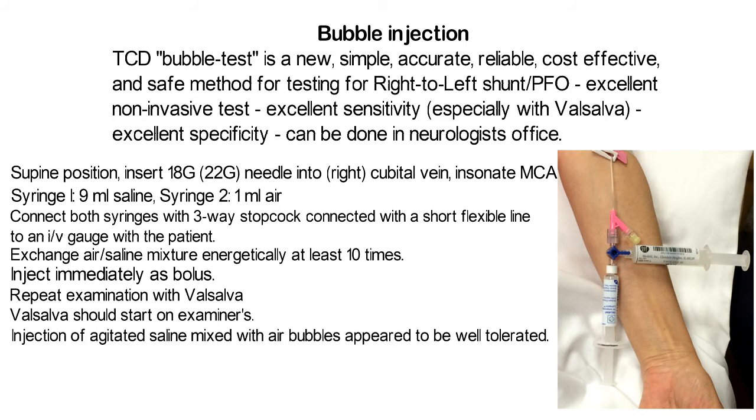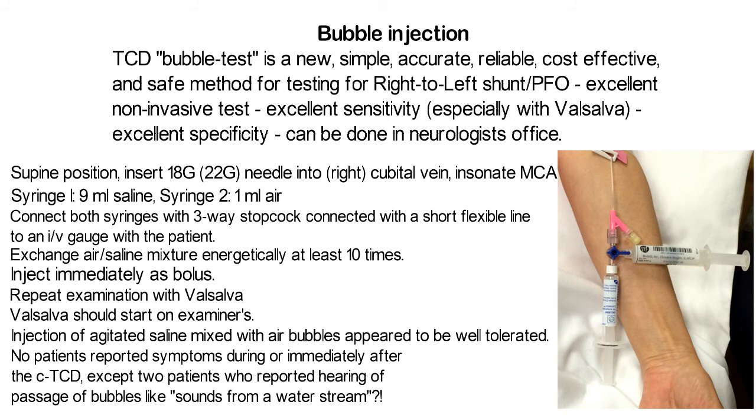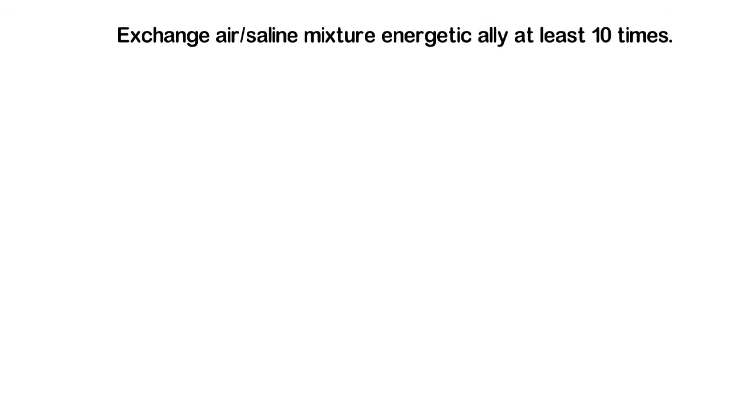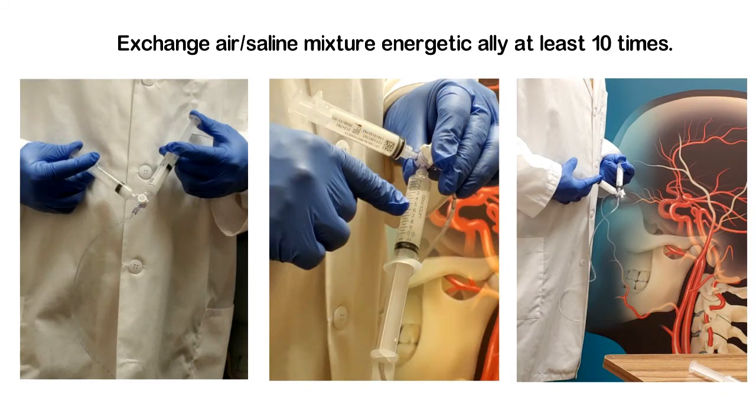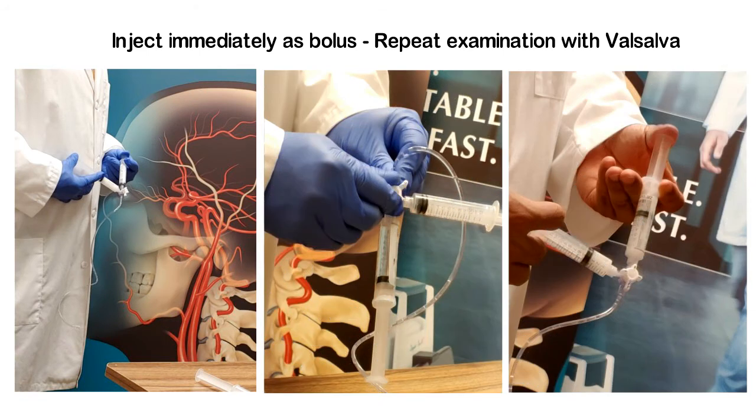Injection of agitated saline mixture with air bubbles appeared to be well tolerated. No patients reported symptoms during or immediately after the TCD except 2 patients who reported hearing the passage of bubbles like sounds from a water stream. TCD bubble study syringe setup. Exchange air saline mixture energetically at least 10 times. Inject immediately as a bolus. Repeat examination with Valsalva.